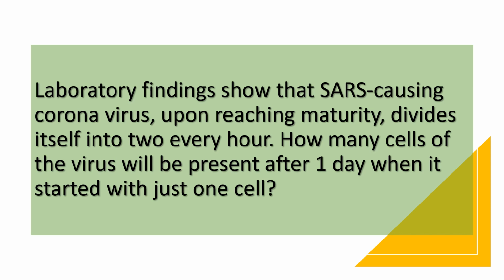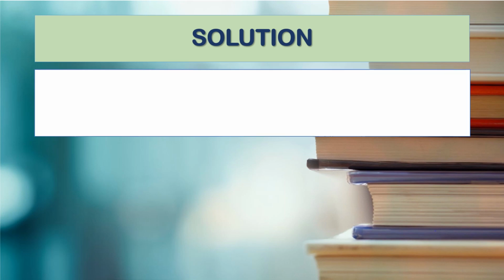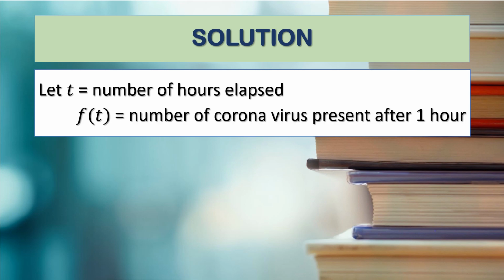Laboratory findings show that SARS-causing coronavirus, upon reaching maturity, divides itself into two every hour. How many cells of the virus will be present after 1 day when it started with just one cell? So let us solve the given problem. First thing to do is to assign the variable t to be the number of hours elapsed. Function f of t will be the number of coronavirus present after t hours.